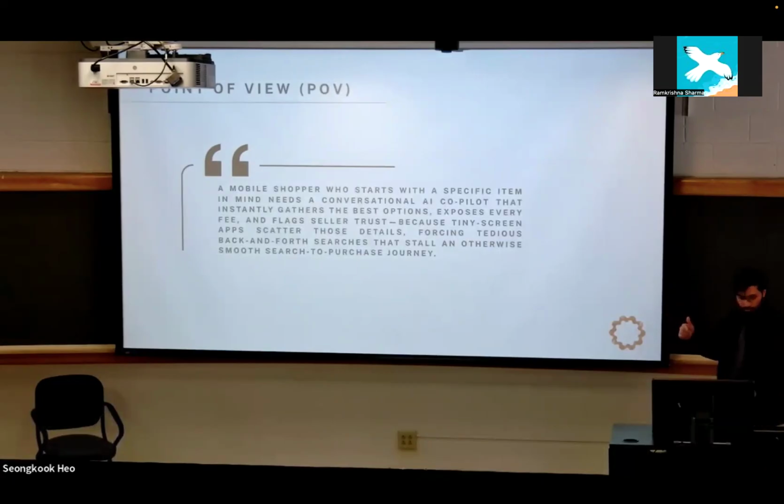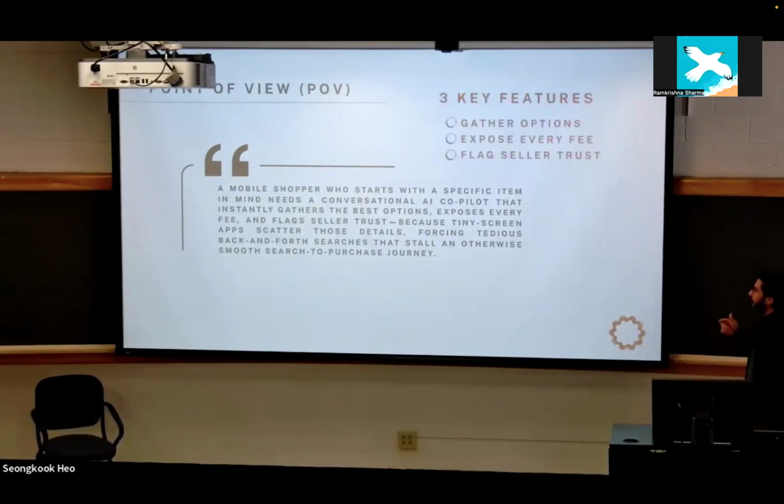So from this POV alone, we can extrapolate three key tasks or features rather. You have to gather options of a particular product that you want. You have to expose every fee. This includes taxes and hidden fees and shipping and so forth. And then you have to flag seller trust because obviously when you're shopping online, there are some untrustworthy sites.